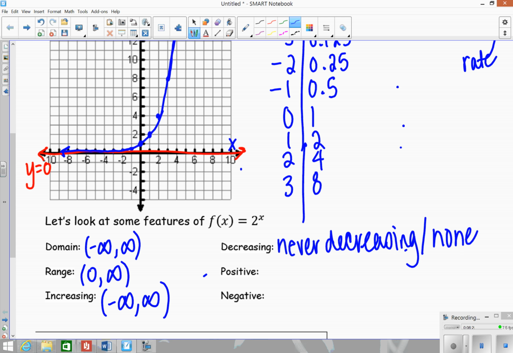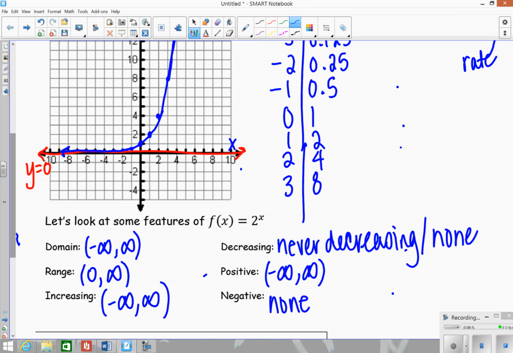Something along those lines. And then where is it positive? So it's positive everywhere, meaning where the y value is positive, the y values are always positive. So it's positive from negative infinity to positive infinity. Across the entire x-axis, the graph's positive, whereas negative is going to be, there's no interval, so there's none. Or it's never negative, because it's always up in the positive y values.